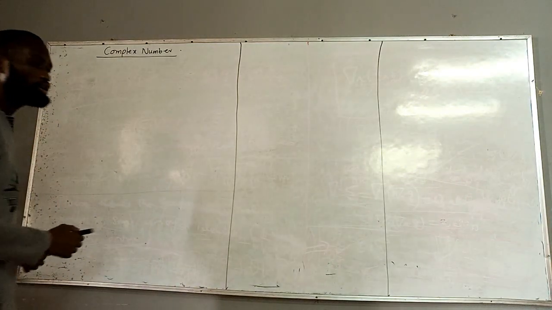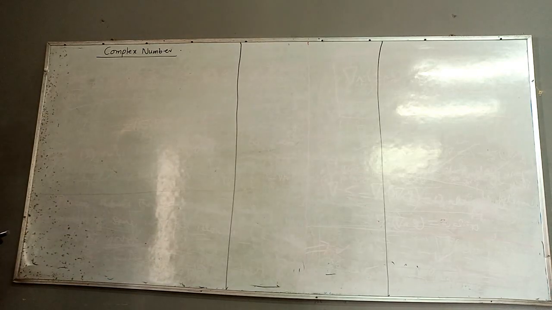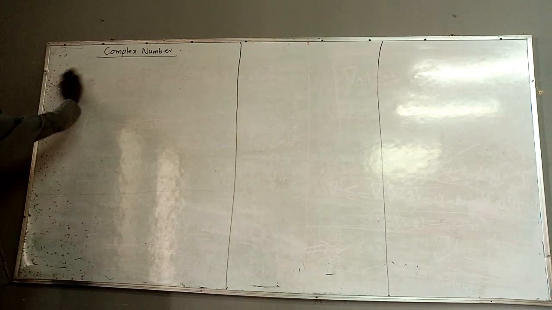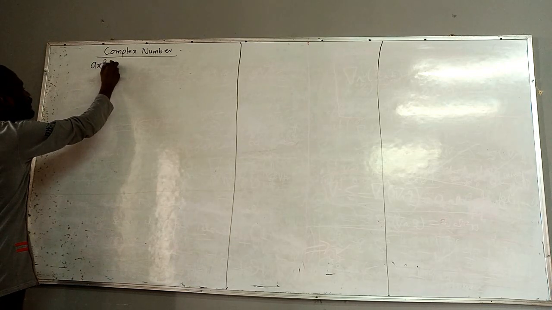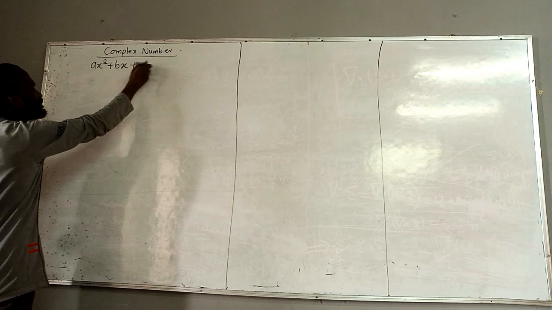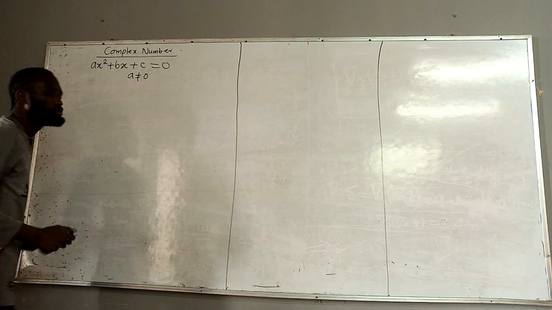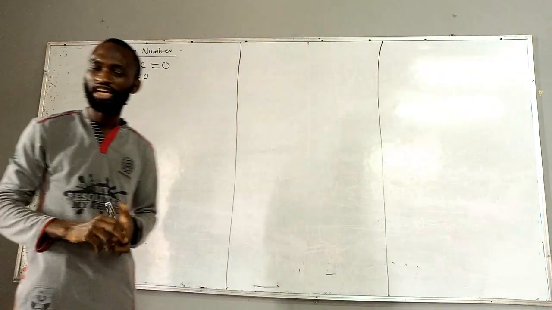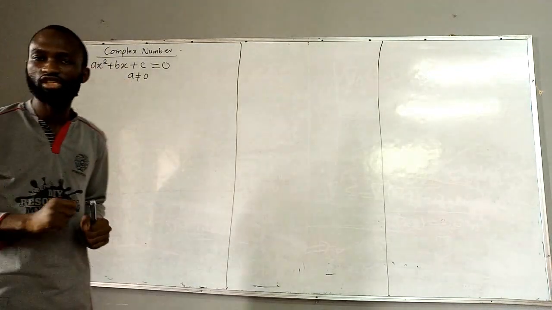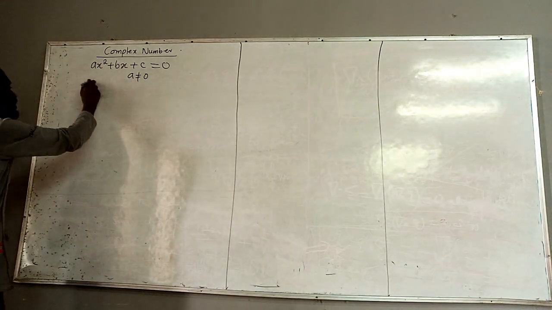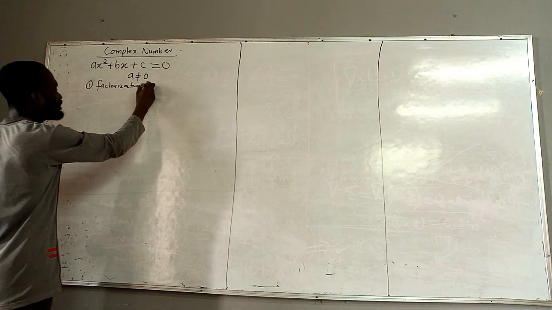Now, recall, in our secondary school, we did what is called quadratic equation. We said when we have ax squared plus bx plus c equals 0, where a is never equal to 0, this is a quadratic equation, if you can recall. And we said this quadratic equation has 4 different methods of solving it. One of the methods is the factorization method. We all know that.